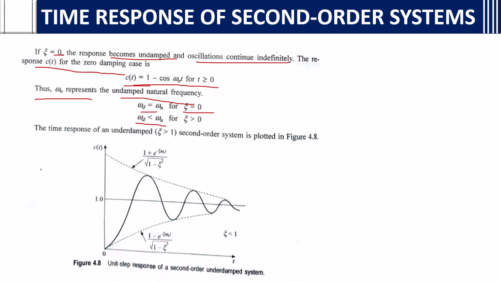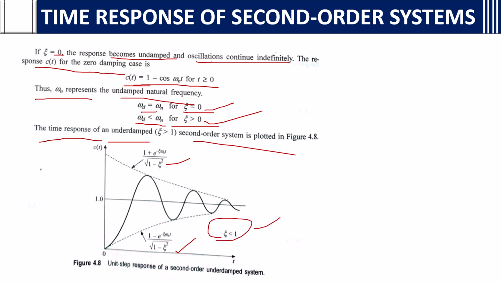Then omega d will be less than omega n for zeta greater than 0. For 0 it is undamped. Zeta greater than 0 is underdamped, nothing but underdamped or damped. So the time response of an underdamped second order system is plotted here. You need to see this. If you see here, 1 plus e power minus zeta omega nt by root of 1 minus zeta square, and here 1 minus, when zeta is less than 1.